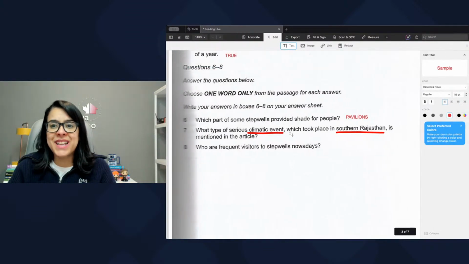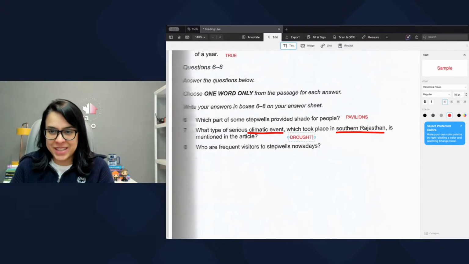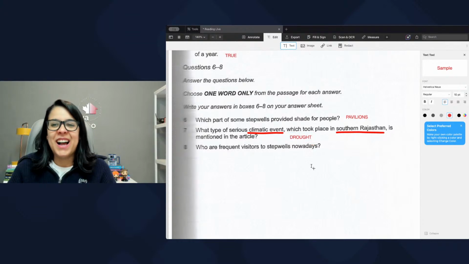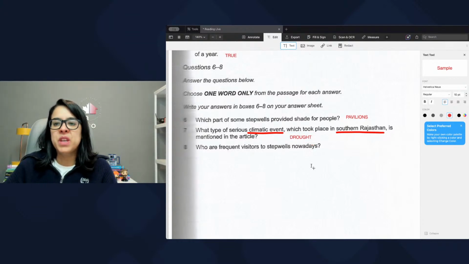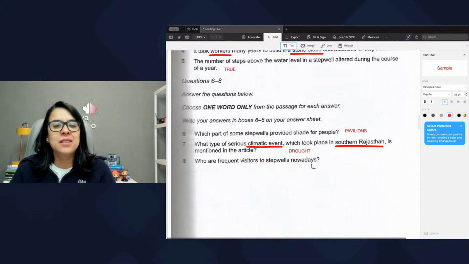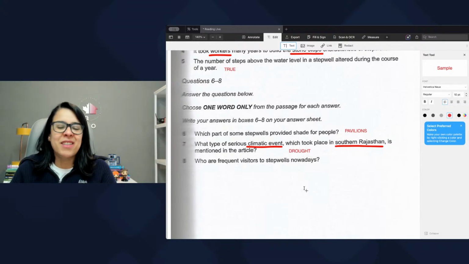Yes, guys, the pronunciation of this word is drought. Believe it or not, I've seen a lot of people saying draft, but no, this is drought, seca, drought, when the soil and the weather is very dry and there is no rain. Who are frequent visitors to stepwells nowadays?